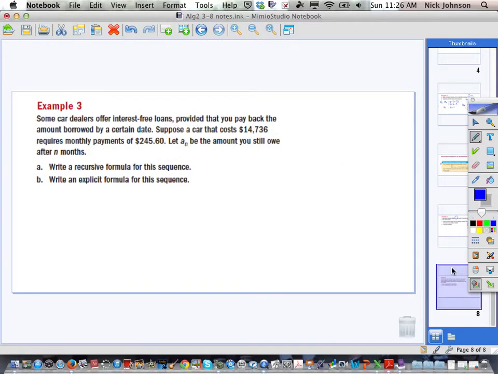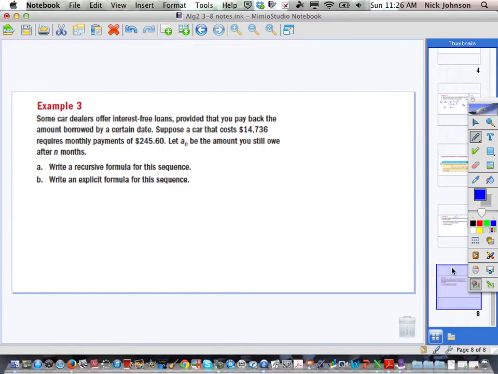Example 3 says, some car dealers offer interest-free loans. Those are great things, people. You don't want to have to pay interest if you don't have to. Provided that you pay back the amount borrowed by a certain date. Suppose a car that costs $14,736 requires monthly payments of $245.60. Let A of N be the amount that you still owe after N months.